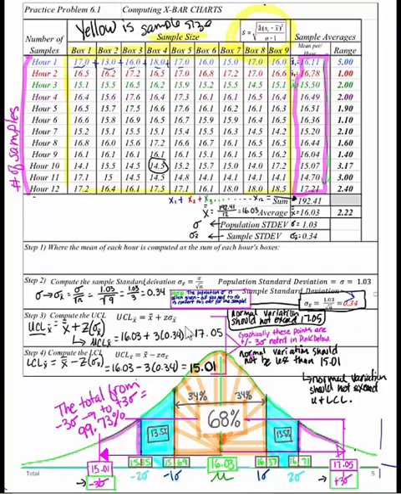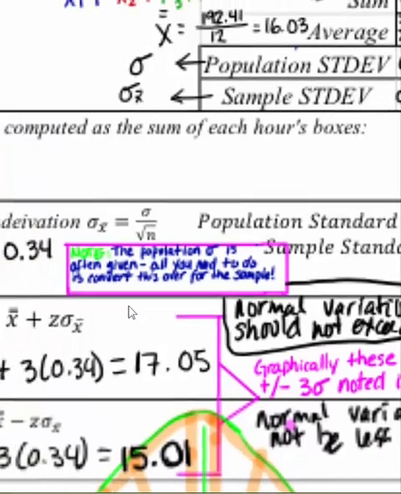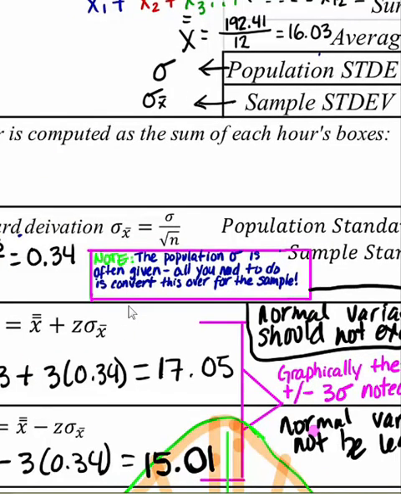So if that's a little bit unfamiliar to you, let me just show you how we do that. We got it right down here. Notice right here I calculate the standard deviation of the sample by just taking the population standard deviation and dividing by the square root of n. So I've got 1.03, I divide it by the square root of n, and I get this 0.34. So 0.34 denotes the sample standard deviation. See here, the population standard deviation, which is here, is often given. All you need to do is convert that over to a sample. So that's exactly what I have done here.